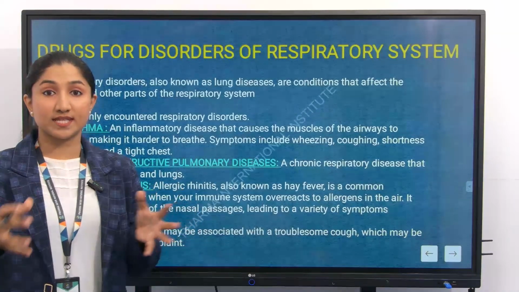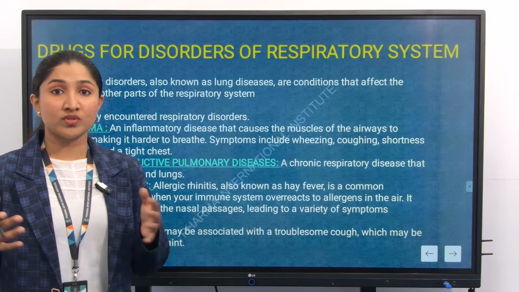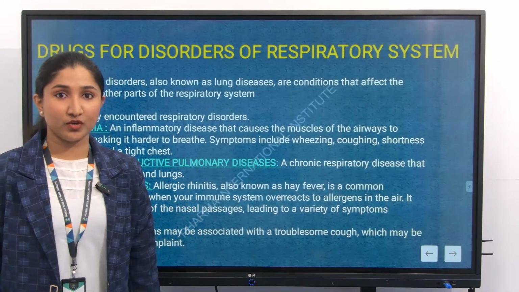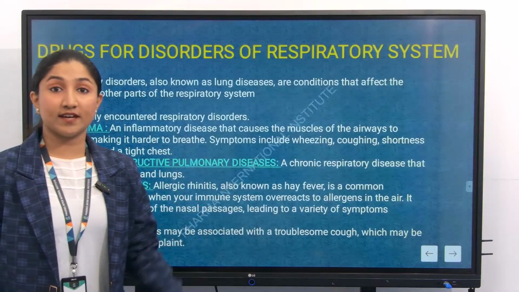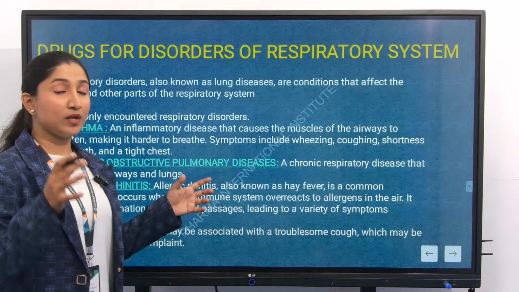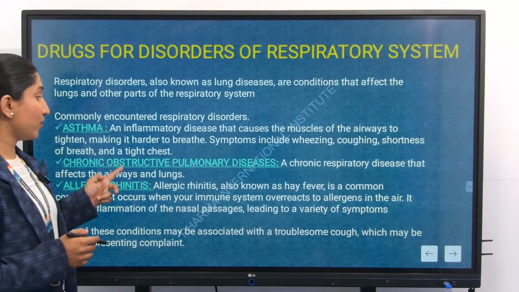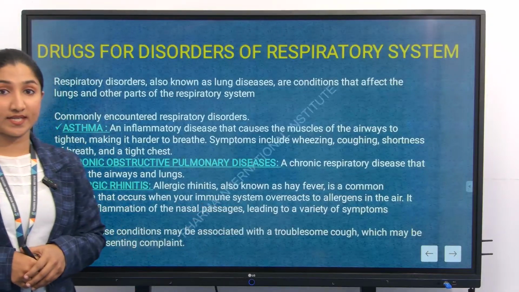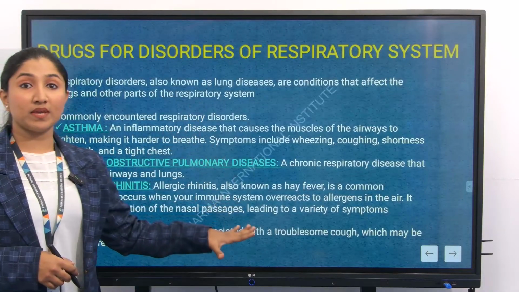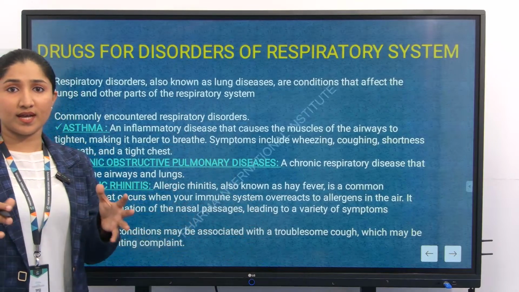The diseases that affect our respiratory system are the diseases that occur with the nose, lungs, and the bronchioles, etc. So commonly, what are the main respiratory disorders that affect us? They are majorly asthma, COPD, which is also called chronic obstructive pulmonary disease, and allergic rhinitis. These are the three main types of respiratory disorders that affect us as human beings.